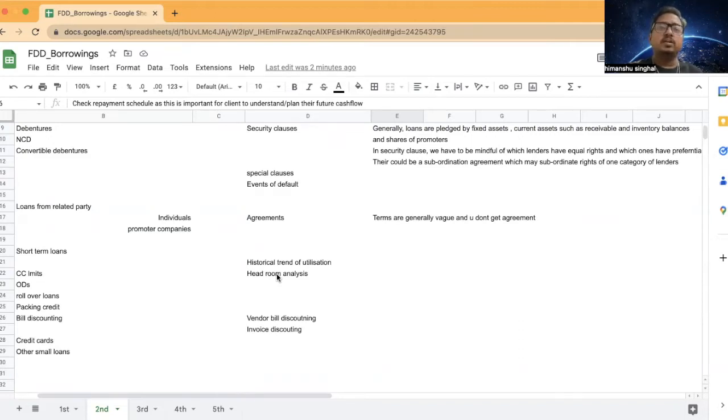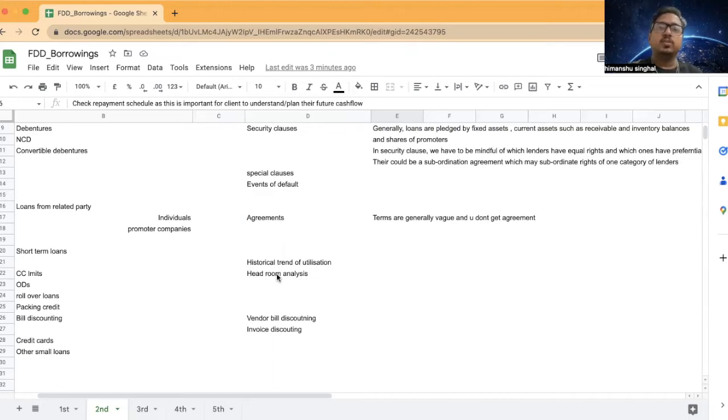Then you have specific kinds of credits which may be termed packing credit or bill discounting. In that case, you may have vendor bill discounting or your own invoice discounting. In vendor bill discounting, let's say you are required to pay 100 rupees to someone today, and the creditor is pressing you to make the payment. You make an arrangement with the bank that the bank pays them immediately, and you pay interest to the bank at a particular rate. This type of credit is generally for up to 3 months.